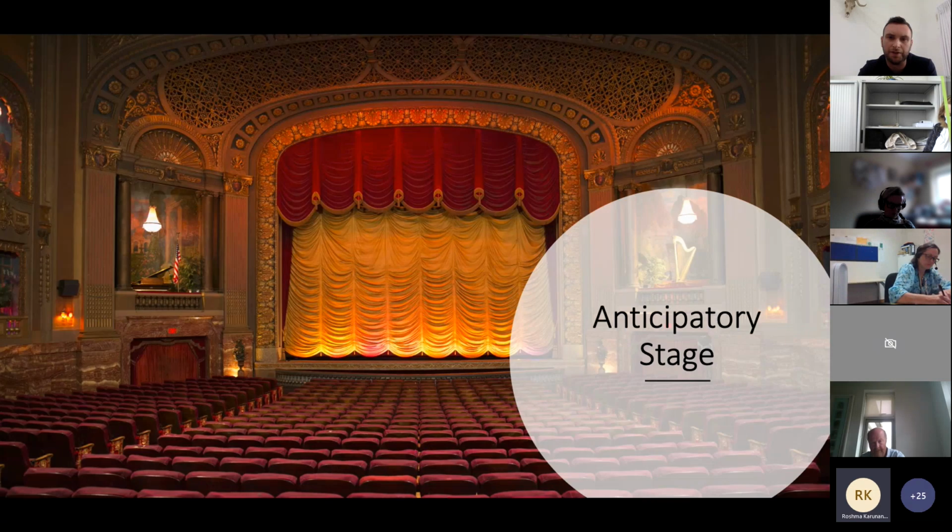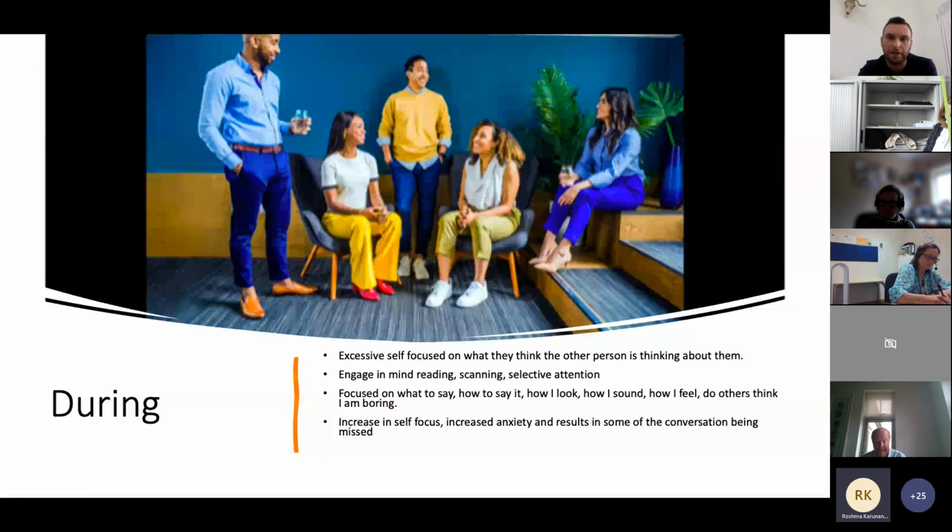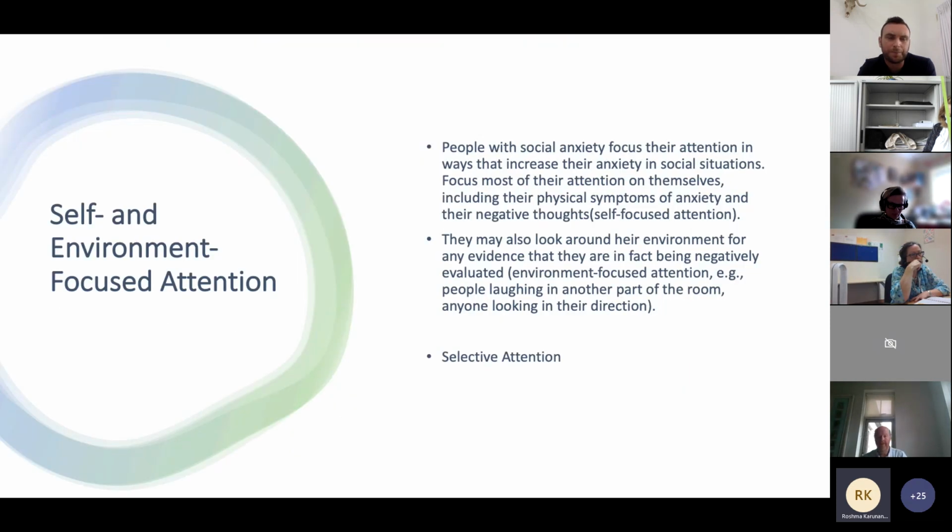Okay, so just to recap, we have the anticipatory stage, we have the during stage, and then we have the postmortem. Now, the next bit I want to talk about is a little bit more about the during phase and some of the other technical things that maintain the problem. So I'm going to spend a little bit of time helping people to understand that.